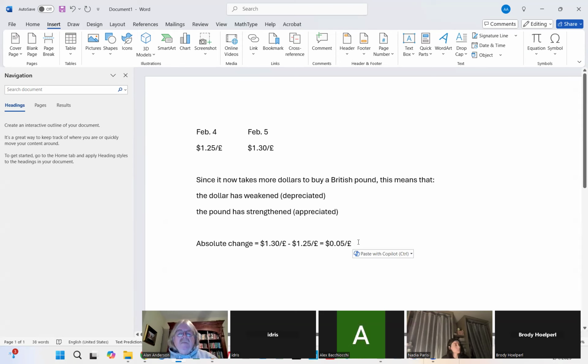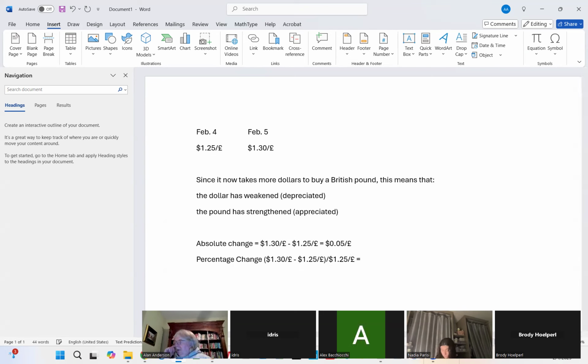But sometimes we see it calculated as a percentage. And in that case, what you have to do is take this absolute change and divide it by the original exchange rate. And so you're calculating it as a percentage now instead of an absolute amount.